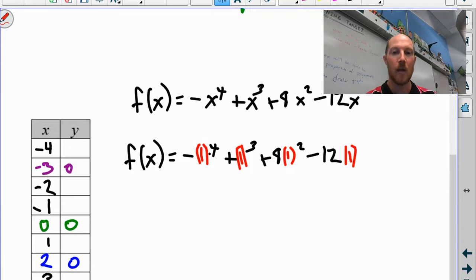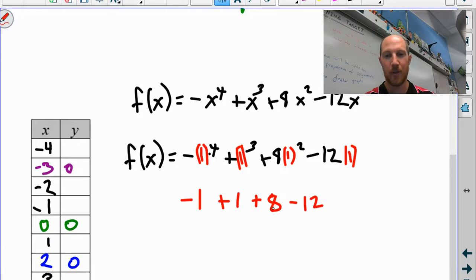and 12 times 1. So starting from left to right, 1 to the power of 4 is 1. Make it negative, so that'll be negative 1. 1 to the 3rd is 1, so plus 1. 1 squared is 1, multiplied by 8 is 8. And then 12 times 1 is 12, so minus 12. Negative 1 plus 1 is 0, plus 8 is 8, minus 12 is negative 4. So there's my y coordinate.